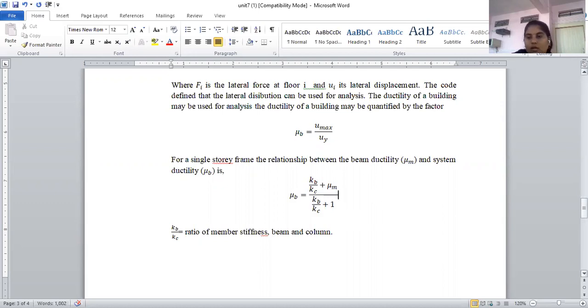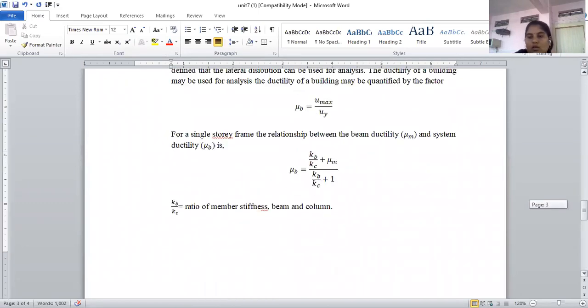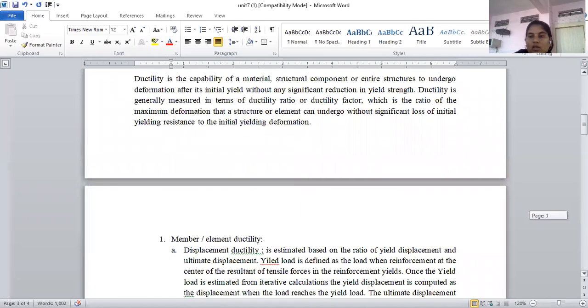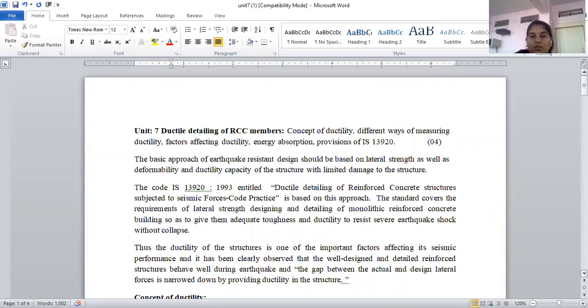Okay, so in this way, we have covered this unit number 7. Only one unit is remaining, that is unit number 8, which we'll see in the next lecture. Now we'll check the IS code, what are the basic fundamentals given in this IS code for achieving the ductile detailing of RCC members. So now I will stop the sharing and we'll move towards the IS code, that is IS 13920:1993, which is related to the ductile detailing of RCC members.